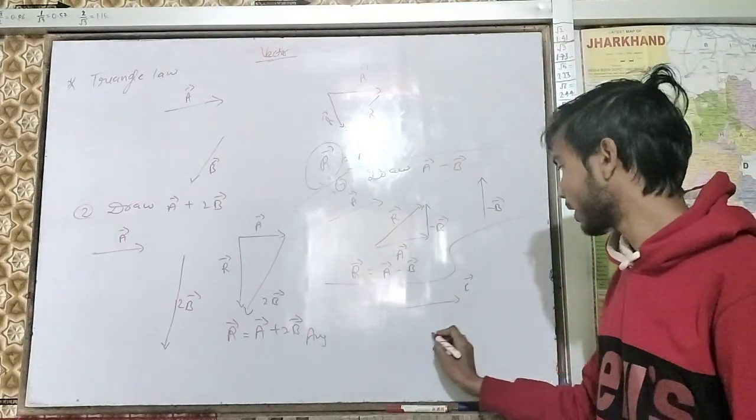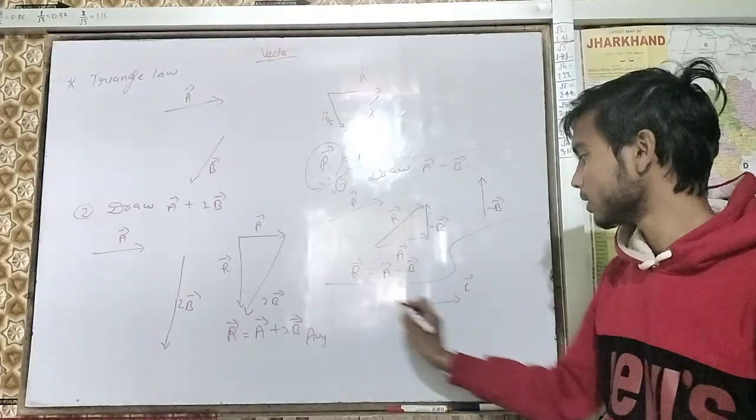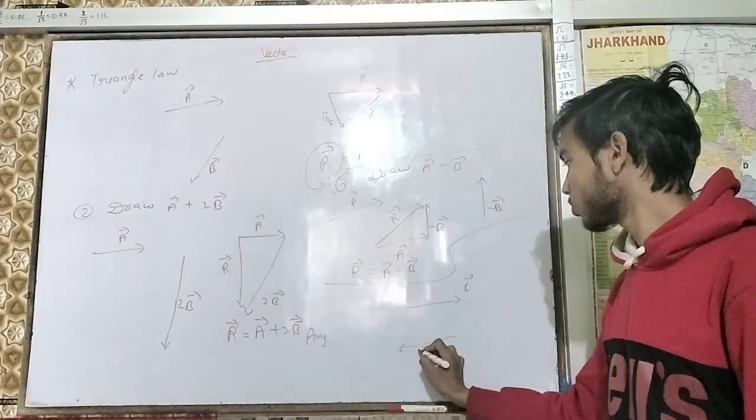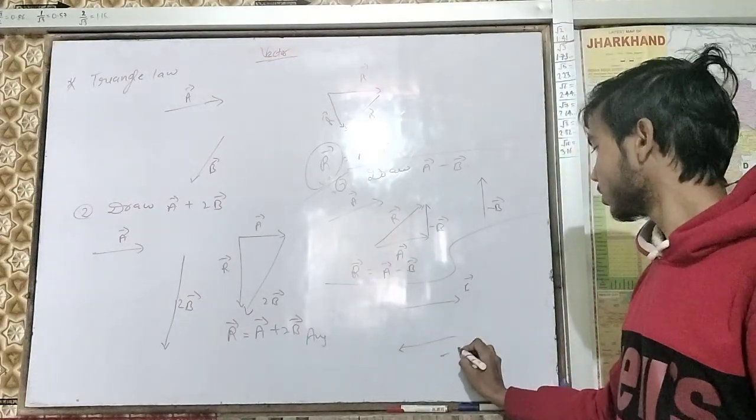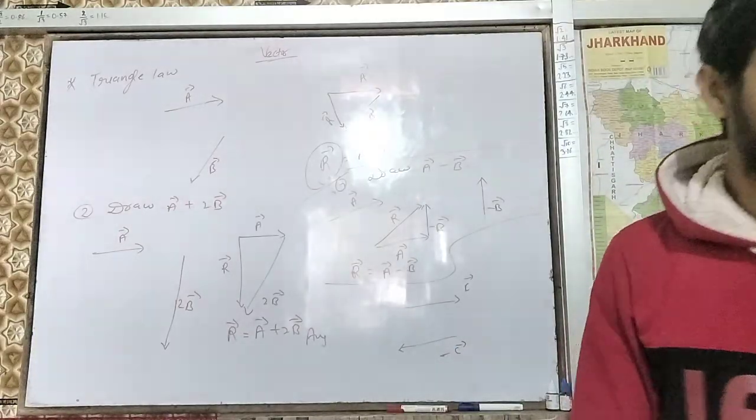So it will look like this. So direction it will be in this. Magnitude will be same. Now this became minus C vector. That is how you will convert.